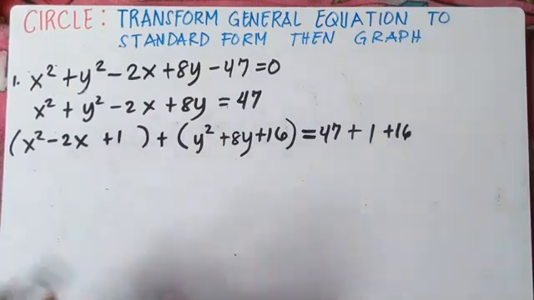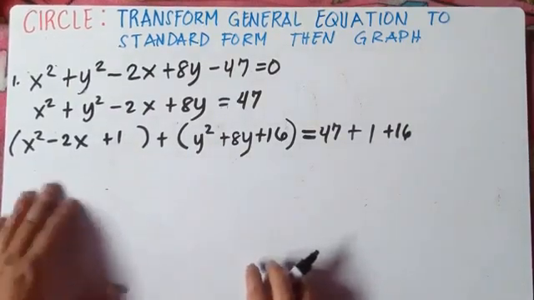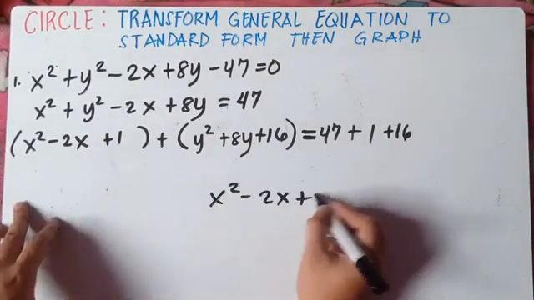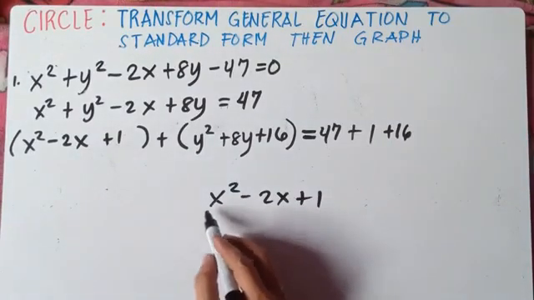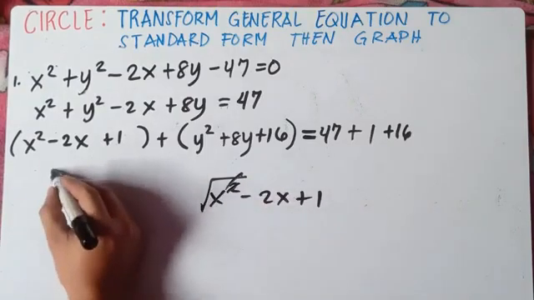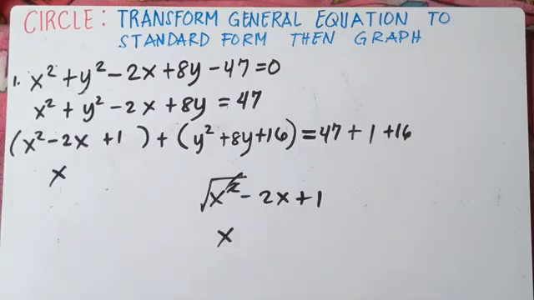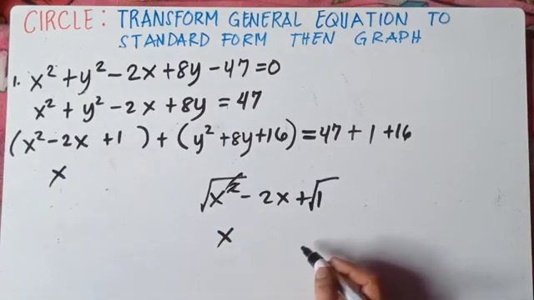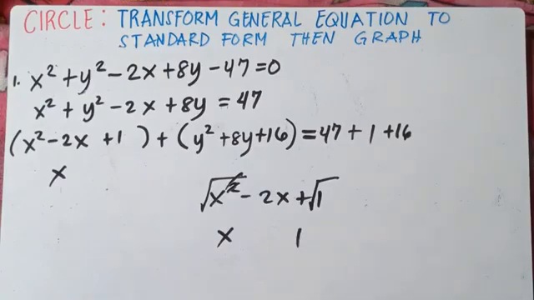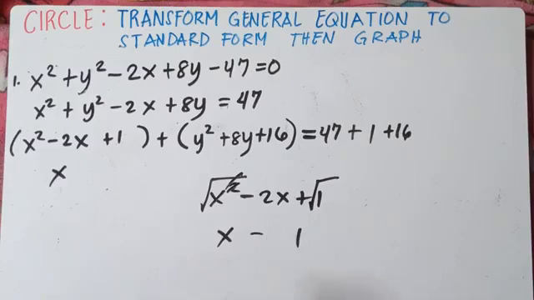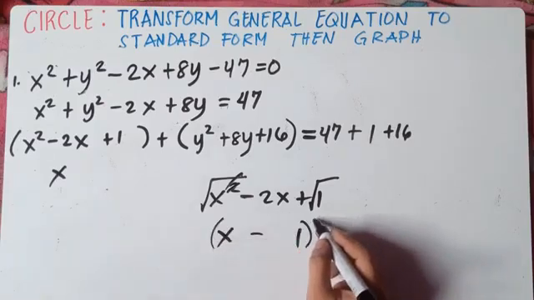We need to factor this out. To factor this out, class, very simple. So, x squared minus 2x plus 1. Just get the square root of the first term, square root of x squared, that is x. The square root of the last term, square root of 1, that is 1. Then you copy the sign of this middle term, that's negative. So you put a parenthesis, then square.